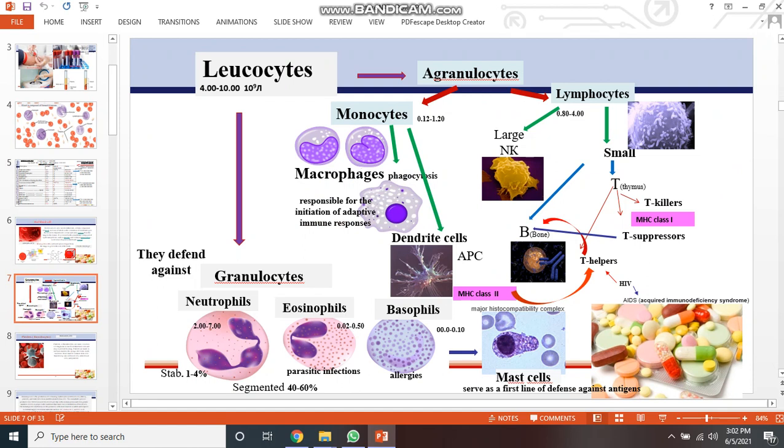Macrophage is responsible for the initiation of the adaptive immune response, that is phagocytosis and dendritic cells, and lymphocytes are large NK and small T, thymus, killer T suppression, B, bone, and you can see mast cell, granulocyte, neutrophil, and eosinophils.